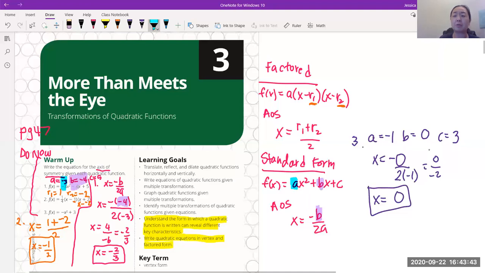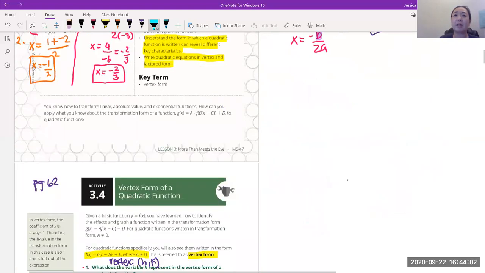We don't technically need this c right now, but we're just saying what it is. And then we're going to plug it into the equation just right here. So remember, that's going to be -b, so -0 divided by 2a. 0 divided by -2, which we know is just x equals 0, right? So there we go. And we're going to move down.